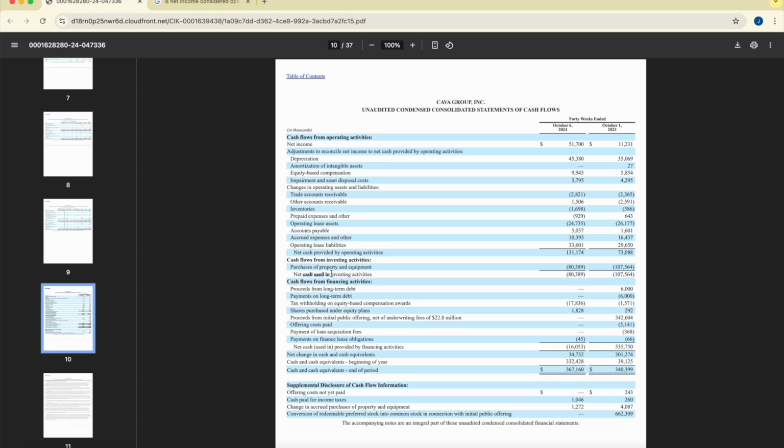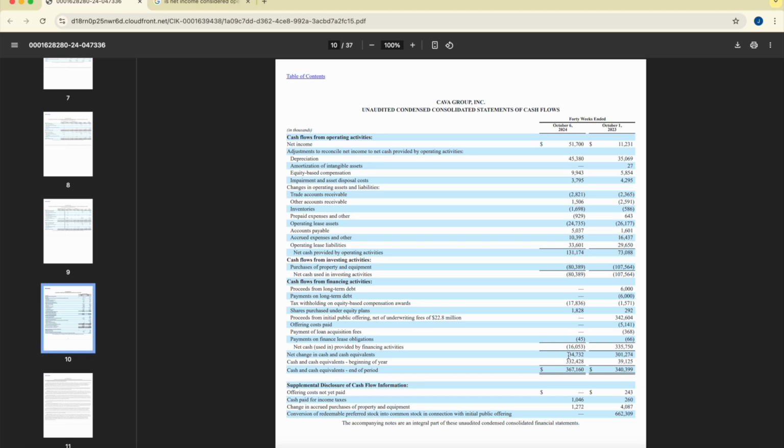The last one is the financing activities. As we can see here, Cava doesn't have that many financing activities, maybe just this $17 million approximately spent on tax withholding on equity-based compensation. So that's not a big deal. And at the end of it, this is the important number that we should look at, the net change in cash and cash equivalents, which is approximately $34 million or $35 million.